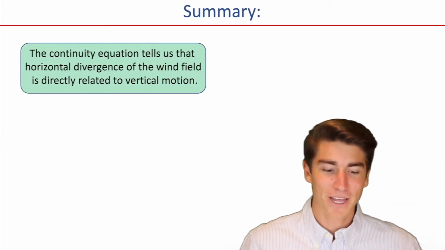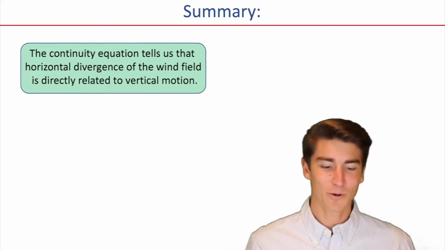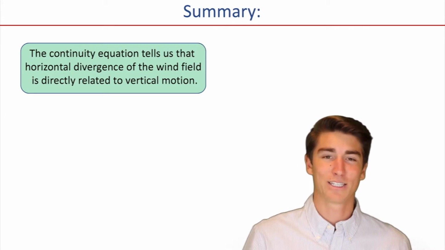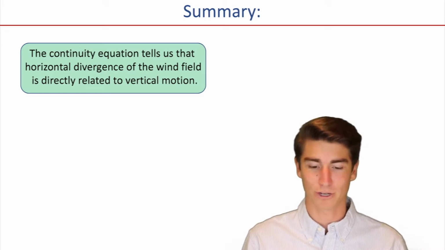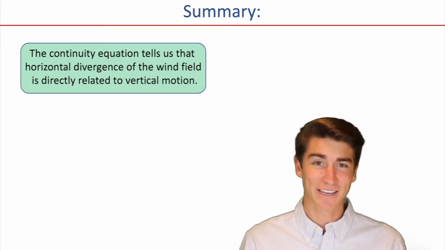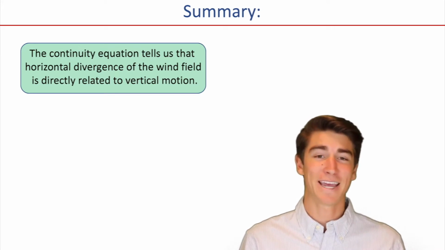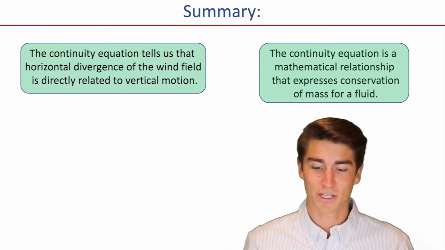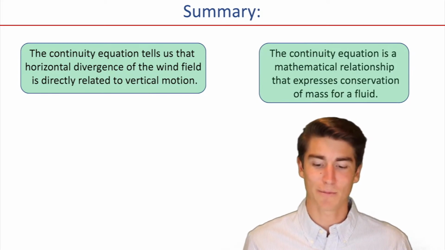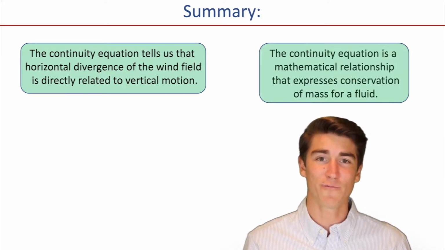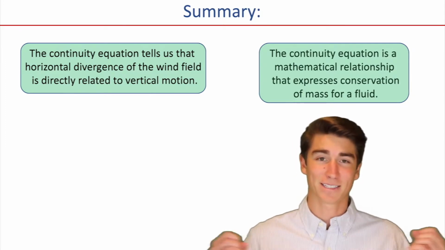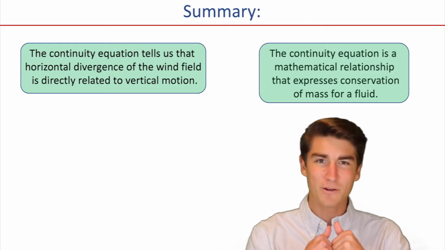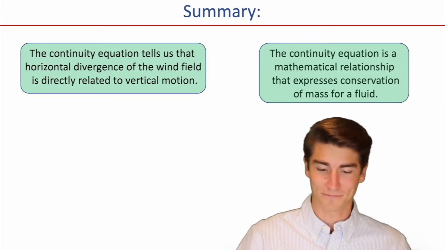Quick summary of the video. The continuity equation tells us that horizontal divergence of the wind field is directly related to vertical motion. du dx plus dv dy equals negative d omega dp. The continuity equation is a mathematical relationship that expresses conservation of mass for a fluid. If mass leaves an area, then mass is going to have to fill in. If mass moves into an area, then it's got to go somewhere.